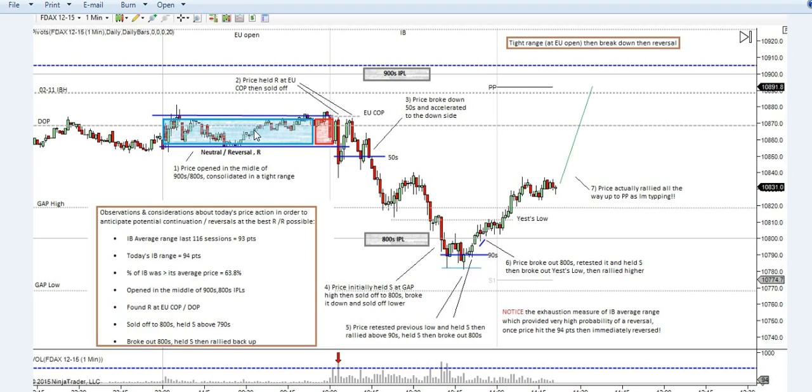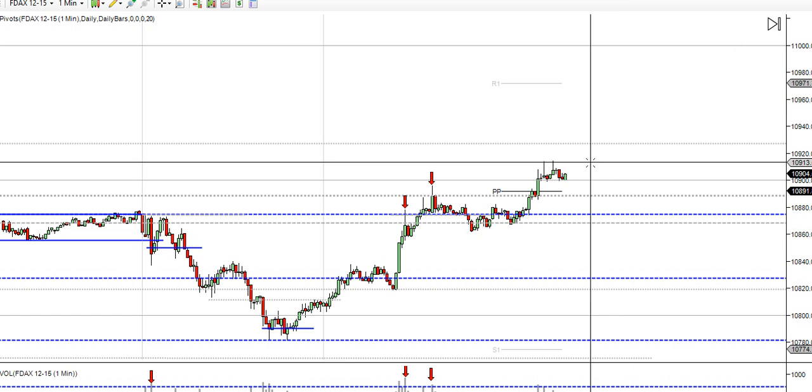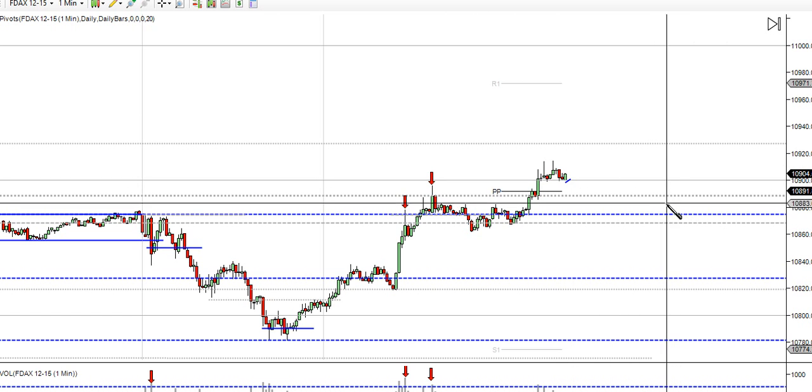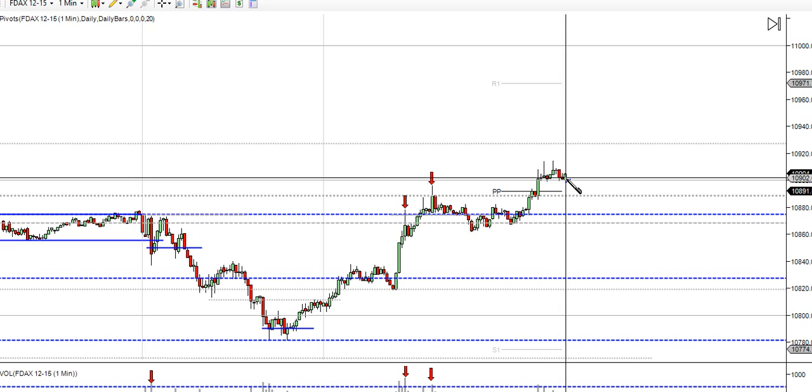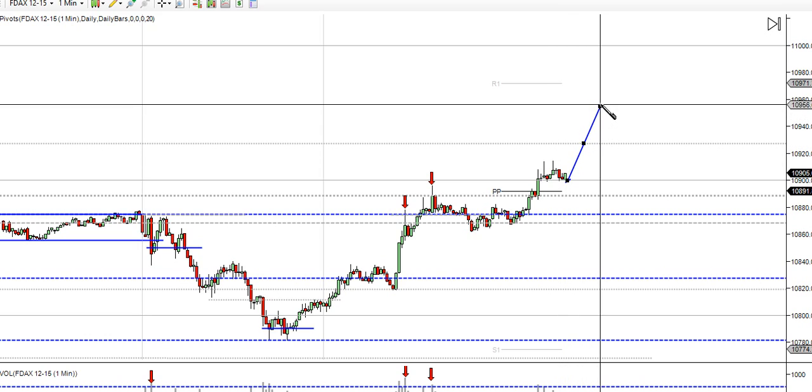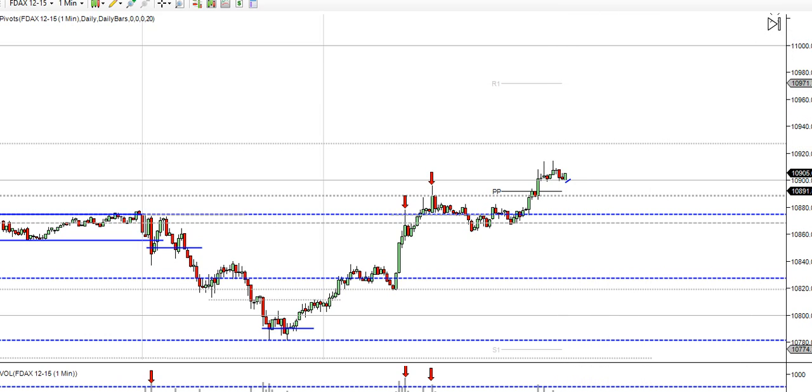So this is the kind of pattern I was explaining, neutral reversal pattern with resistance. Price consolidated in a tight range, then sold off, then found support here at 800s, then rallied back above, and as I was typing, this spike happened. So price actually held support here at 900.